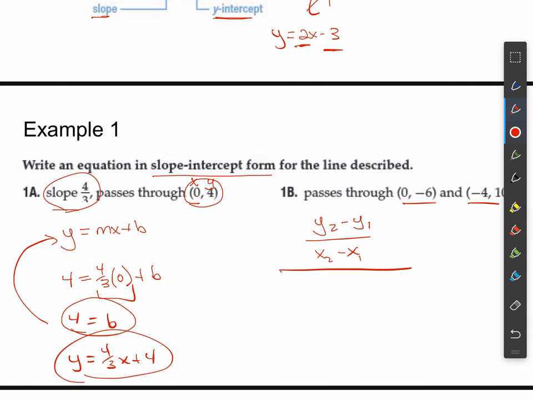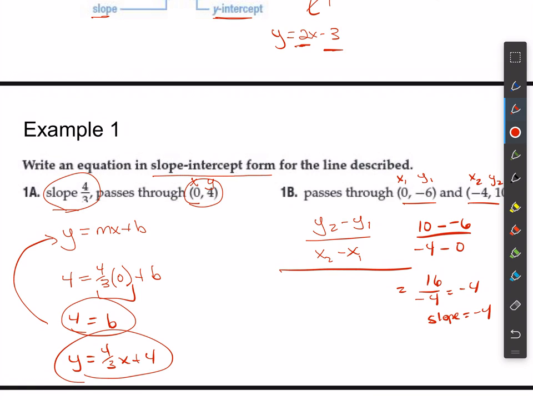So I'm going to plug in y2. I'm going to call this x1, this y1, this x2, this y2. So if I plug in my y2, it's 10 minus negative 6. Don't forget that's a minus a negative there. And then my x2 is negative 4 minus 0. I just got those from the points. When I do this, I get 16 over negative 4, which is equal to negative 4. So my slope, or my m value, is negative 4.